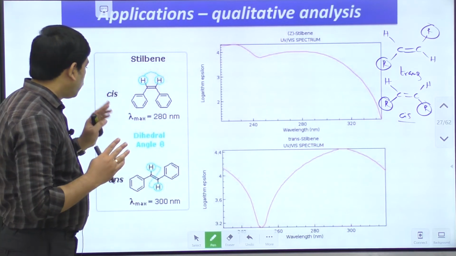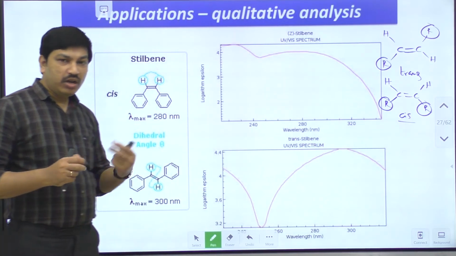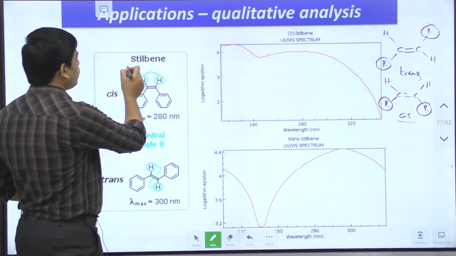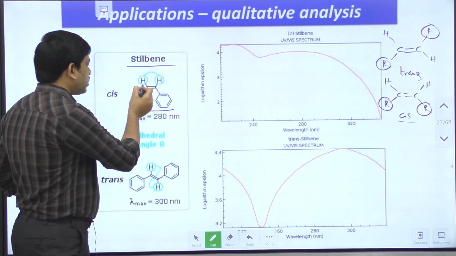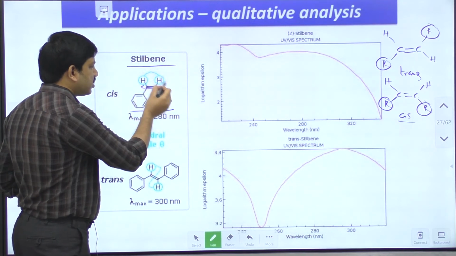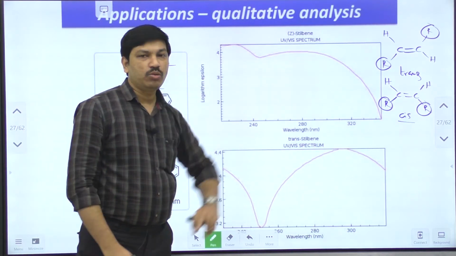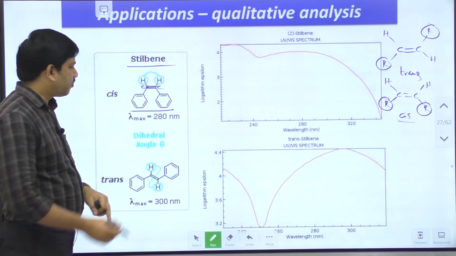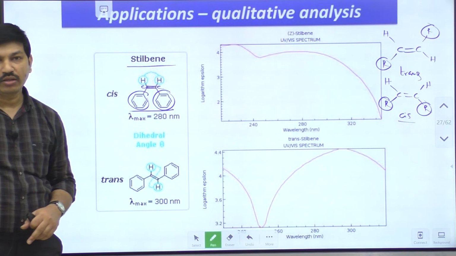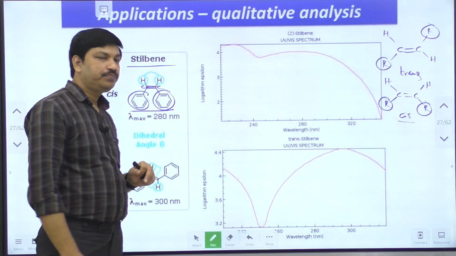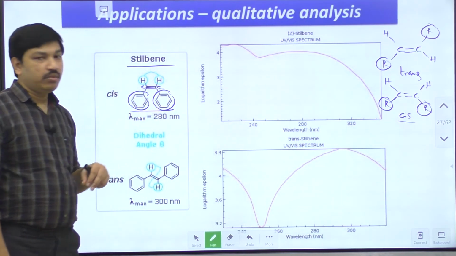So definitely both will absorb a slightly different wavelength. This is one of the examples, stilbene. This is the structure of stilbene. This is a C double bond C with hydrogen, hydrogen. On the other side we have a phenyl group here, and another phenyl group like this. Both are present on the same side.